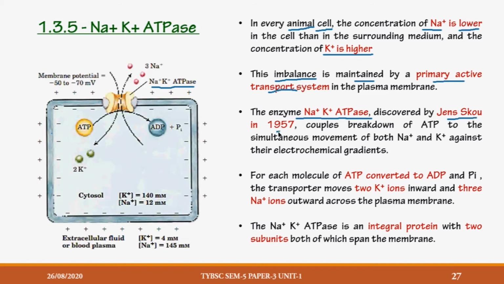फर्स्ट क्या करेगा Na plus K plus ATPase, ATP को ब्रेक डाउन करेगा, और दूसरा क्या करता है, वो Na plus और K plus को मूव करता है अगेंस्ट इलेक्ट्रोकेमिकल ग्रेडिएंट्स. अगेंस्ट इलेक्ट्रोकेमिकल या फिर अगेंस्ट कॉन्सेंट्रेशन ग्रेडिएंट का ये मतलब होता है that from low concentration to high concentration. It is also called as uphill transport. अपहिल मतलब हिल के ऊपर चढ़ना, नीचे से ऊपर.